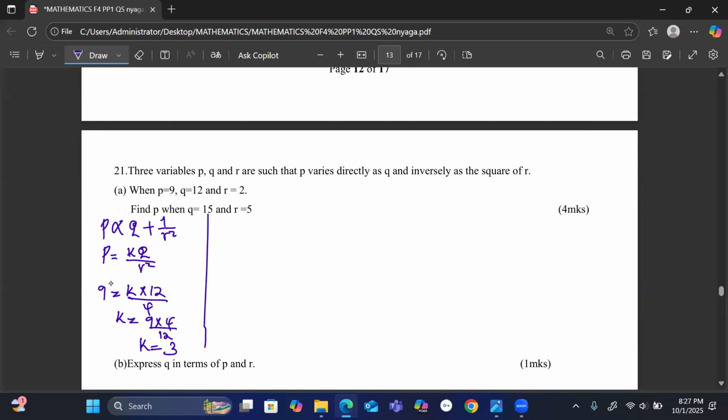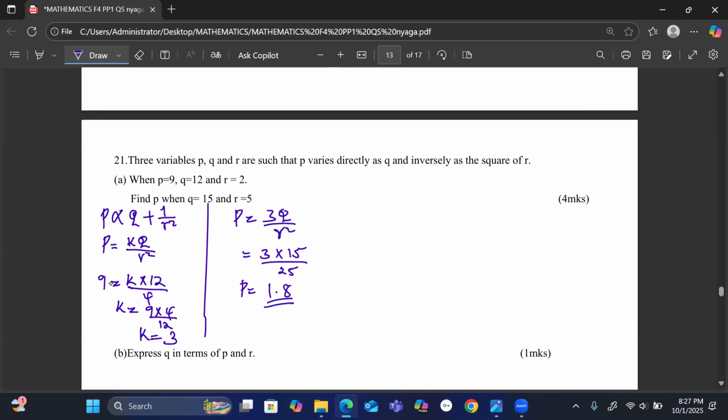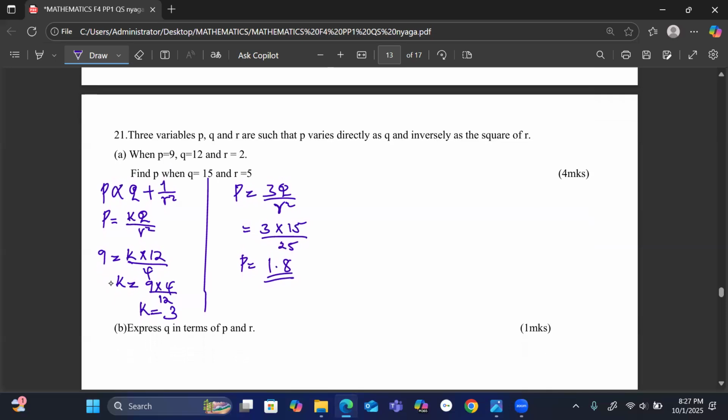Then we find now the equation, find P. To find P, we simply take K, which is 3, times Q over R squared. So this will be 3 times 15 over R squared, which is 5 squared, 25. So P will be equal to 1.8. That is how simple it is.